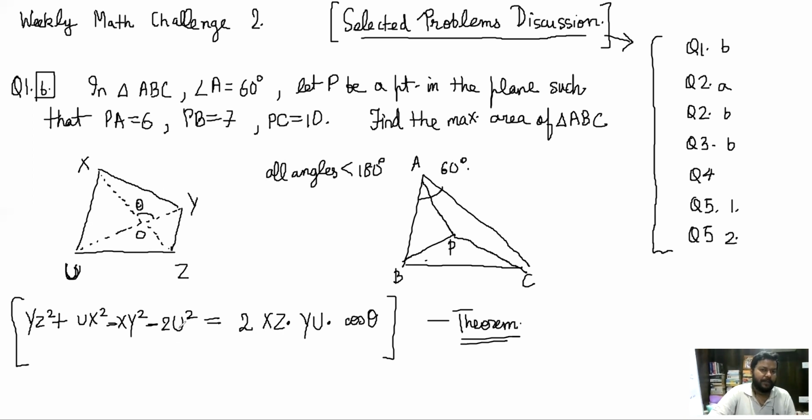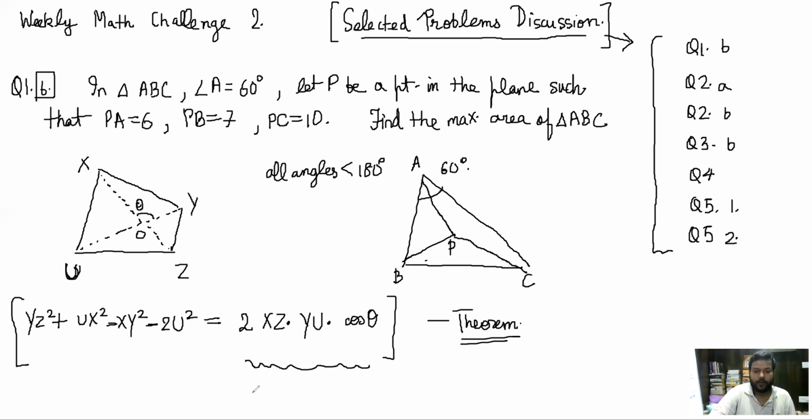So we will prove this theorem. Anytime you see a term like this, 2 times XZ into YU into cos theta, where theta is the angle between the XZ and YU lines, this should immediately give you a hint that this is a cosine rule application, right? In the cosine rule also, you have terms like 2bc cos A. If you have done your basic triangles, you would have seen the cosine law, and that looks similar. So the idea for the proof also comes from there itself.